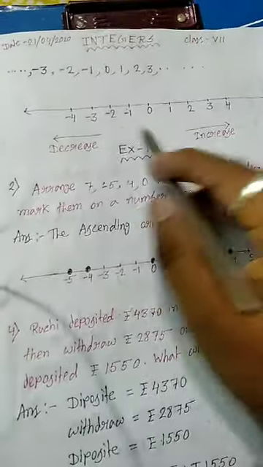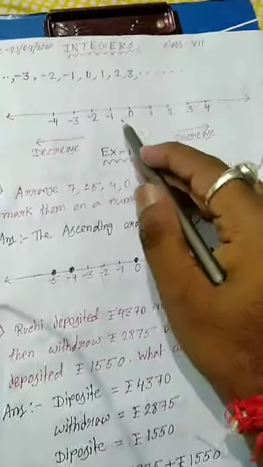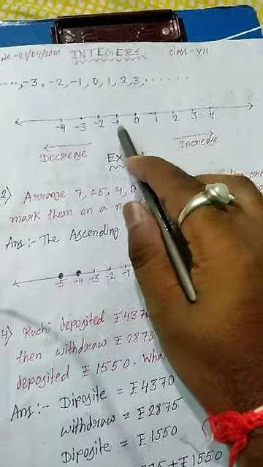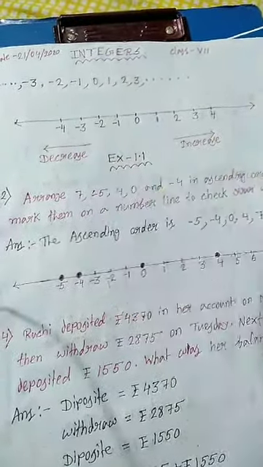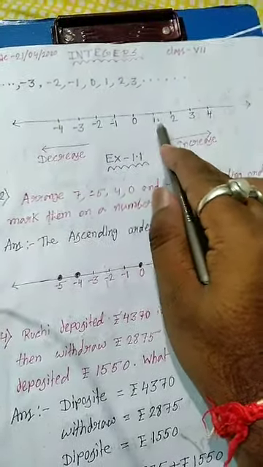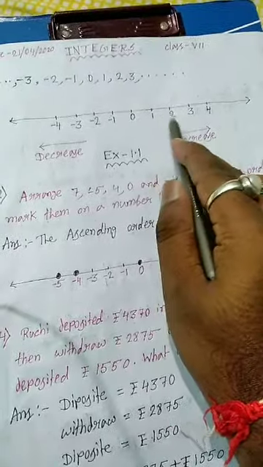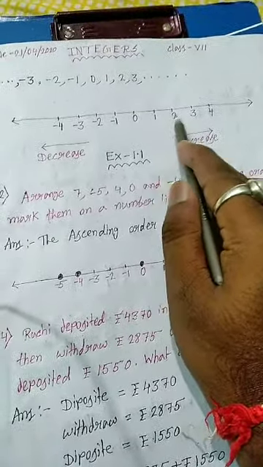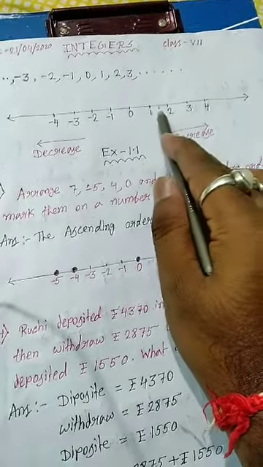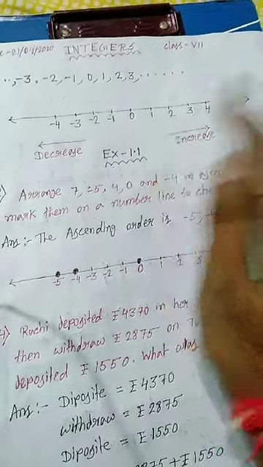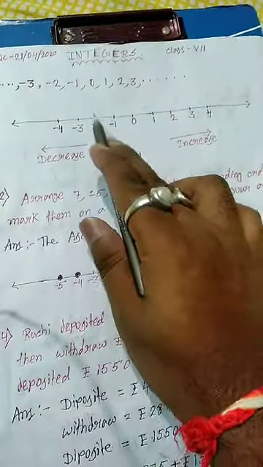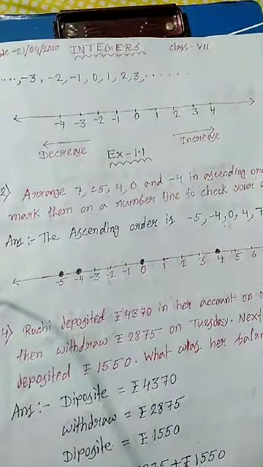If you put the numbers on a number line, then what happens? This will be 0, 1, 2, 3, 4, -1, -2, -3, -4, this way. And the gap between two consecutive integers should be the same. You can't find any integers between two consecutive integers. That means between 1 and 2, you can't find any integer. And similarly between -3 and -2, you can't find any integers.